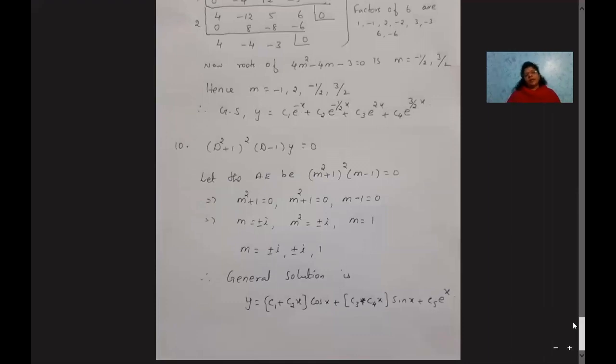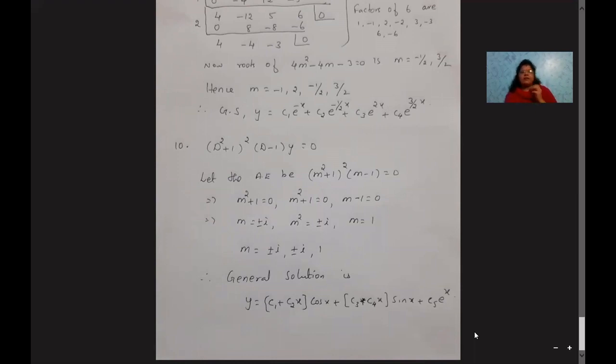That is d square plus 1 the whole square into d minus 1 of y equal to 0. Directly, this is factorized and they have given this equation in terms of capital D. Now, what is the order of this differential equation? Here 2 into 2, 4 plus 1, 5. The order of this differential equation is 5. So we need to get 5 roots.